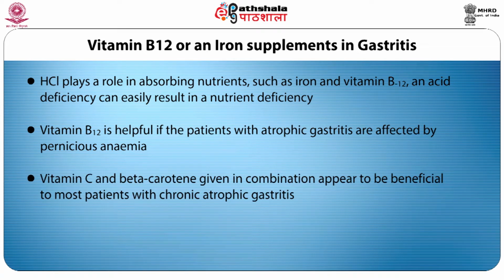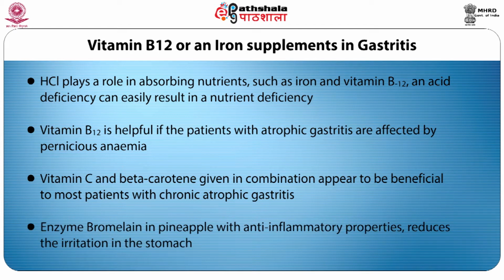Vitamin C and beta carotene given in combination appear to be beneficial to most patients with chronic atrophic gastritis. The enzyme bromelain present in pineapple has anti-inflammatory properties, which help to reduce the irritation in the stomach, but pineapple juice, being rich in acid, is not preferable for gastritis patients.